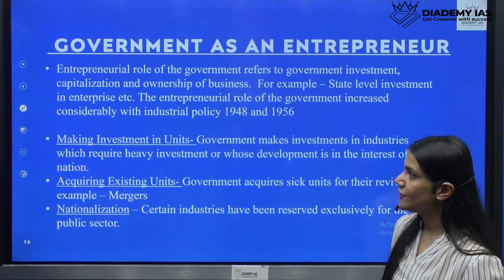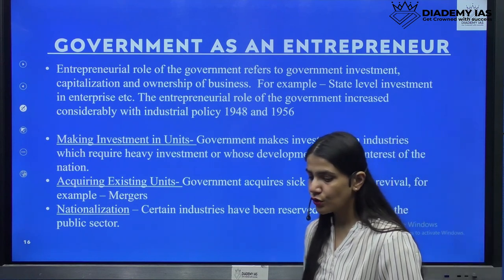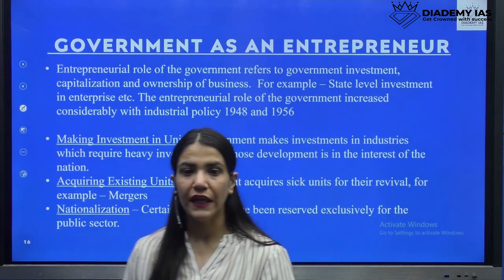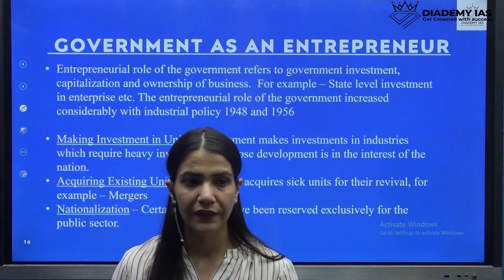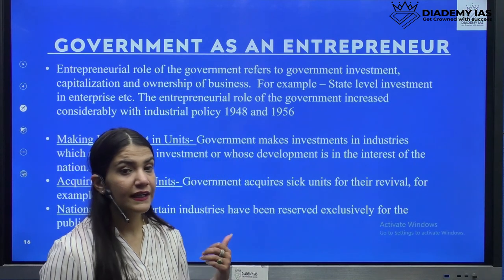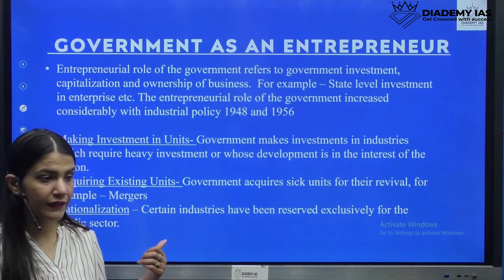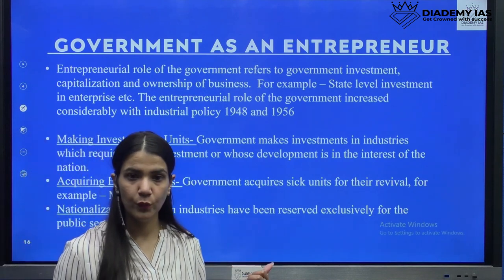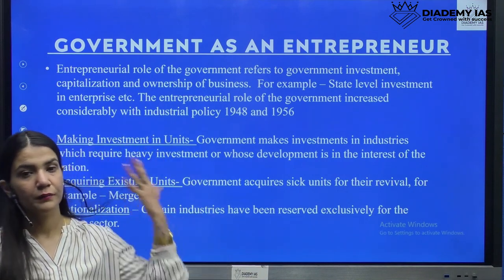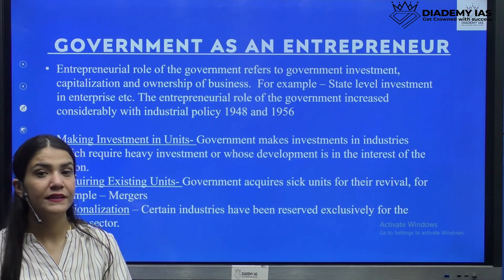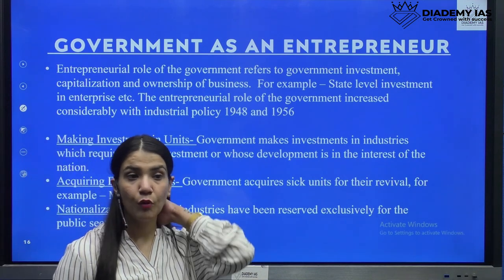Now, government as an enterprise, right? So this is basically the fourth and the last important function of government. I would say that in this particular environment that we are now dealing with, and the current condition of our economy, this question plays a very, very important role.